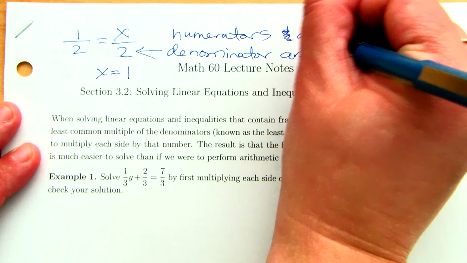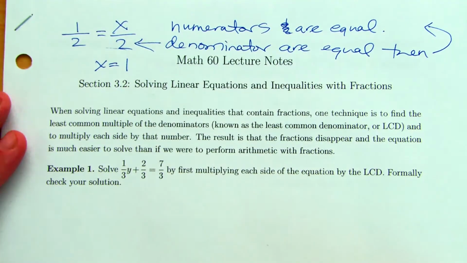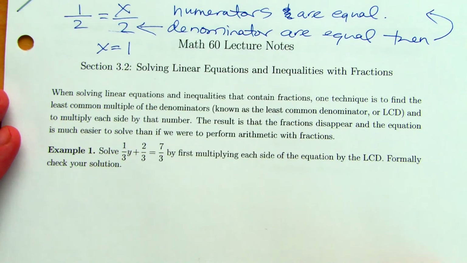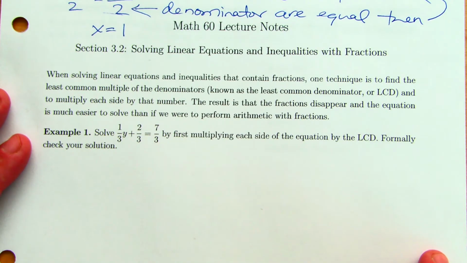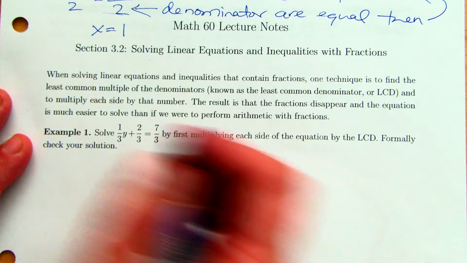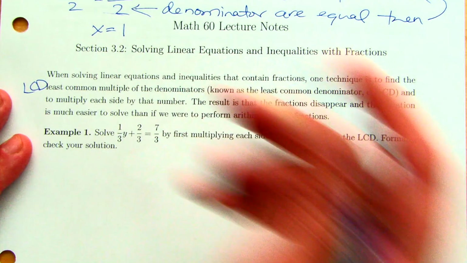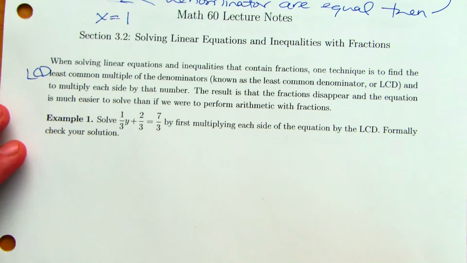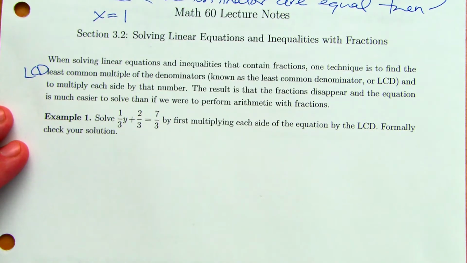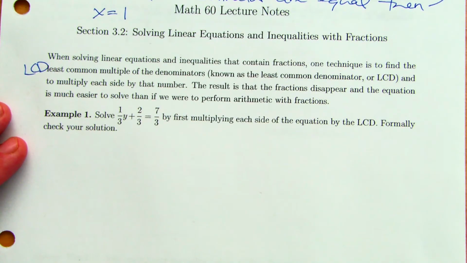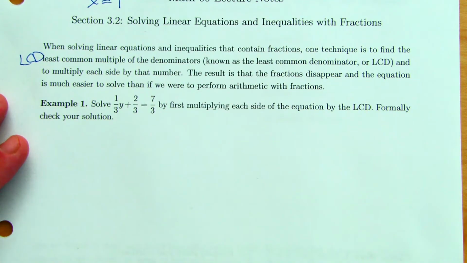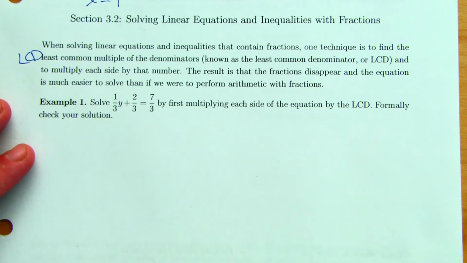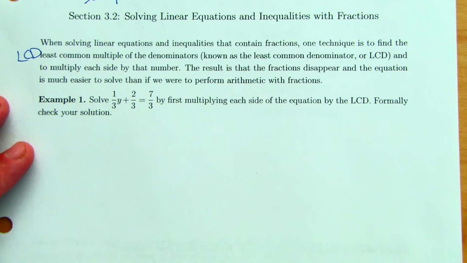Okay, so when solving linear equations and inequalities that contain fractions, one technique is to find the least common multiple of the denominators. By the way, that's the same thing as the least common denominator, the LCD. And multiply each side by that number. The result is that the fractions disappear and the equation is much easier to solve than if we perform the arithmetic with fractions.